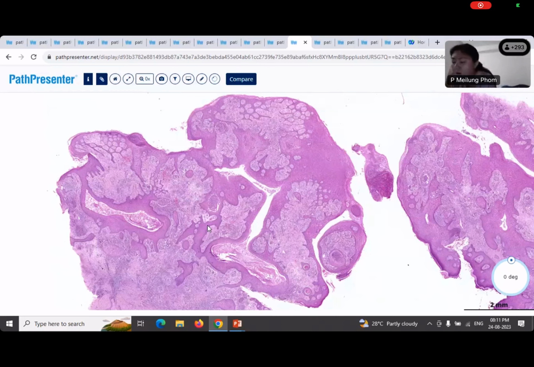Would you think of tuberculosis? Would you think of lupus vulgaris? Lupus vulgaris, tuberculosis verrucosa cutis. So all these things could present with marked epidermal hyperplasia. In fact, in tuberculosis verrucosa cutis, that's how it gets its name, right? Because there is a lot of verrucous epidermal hyperplasia.